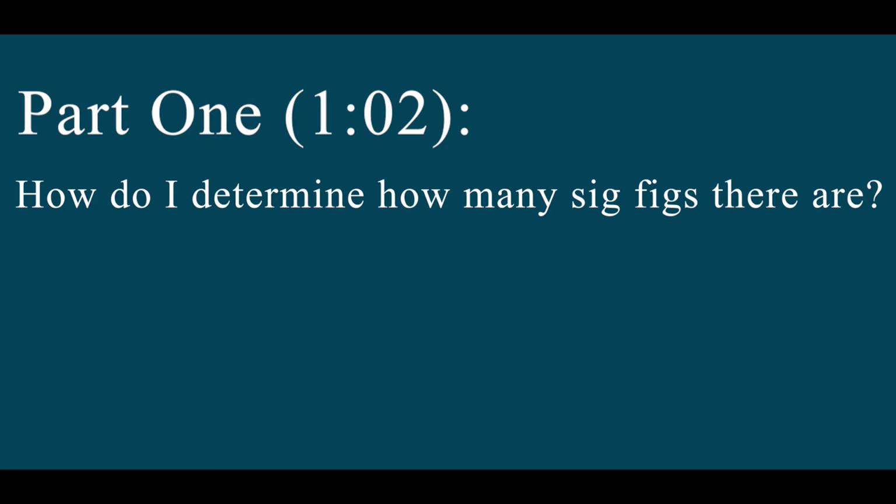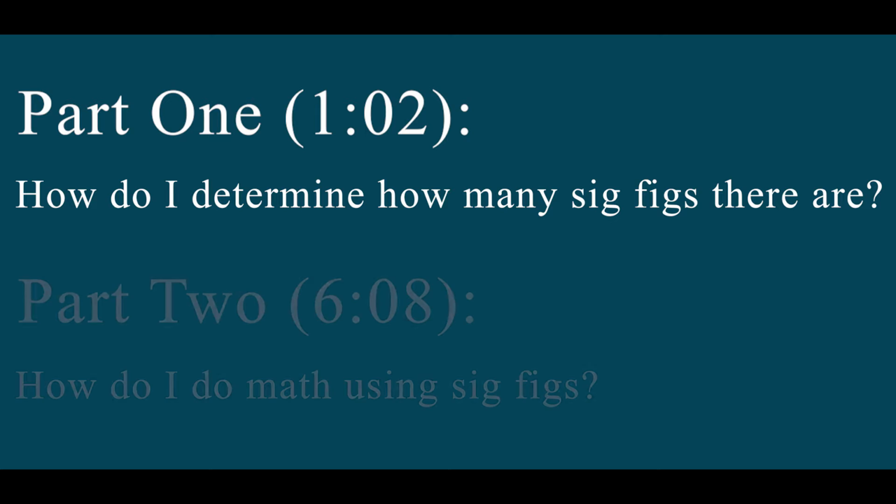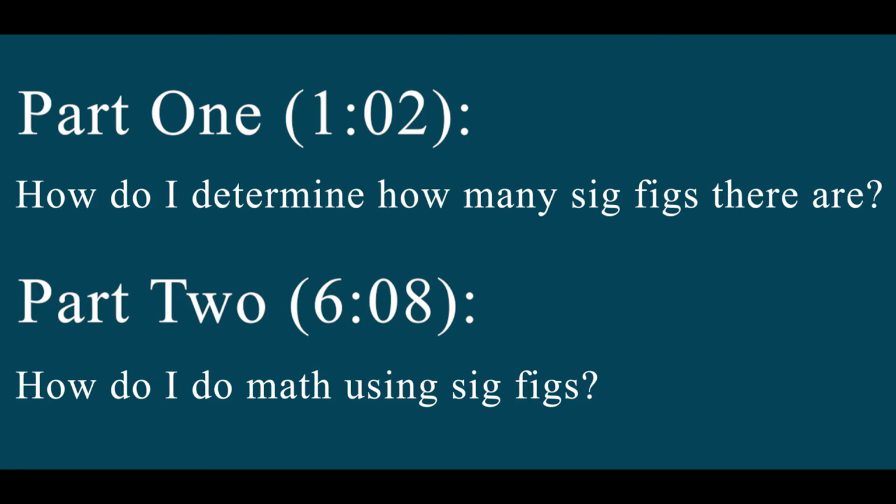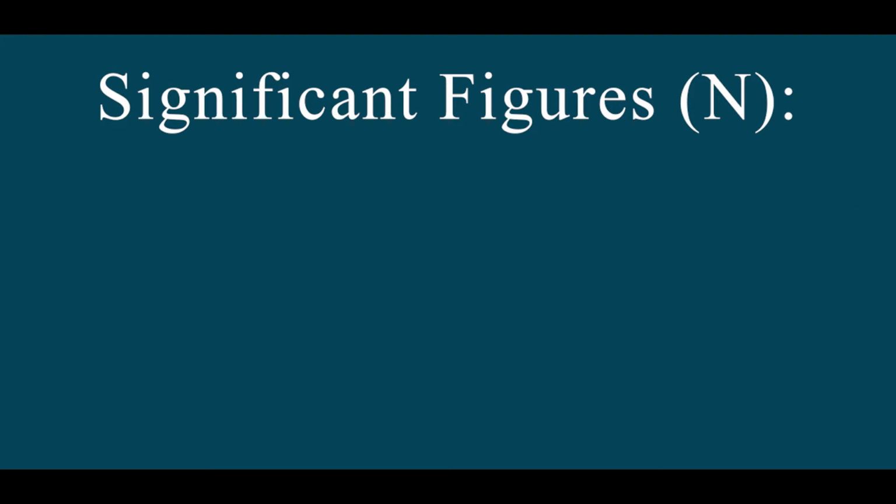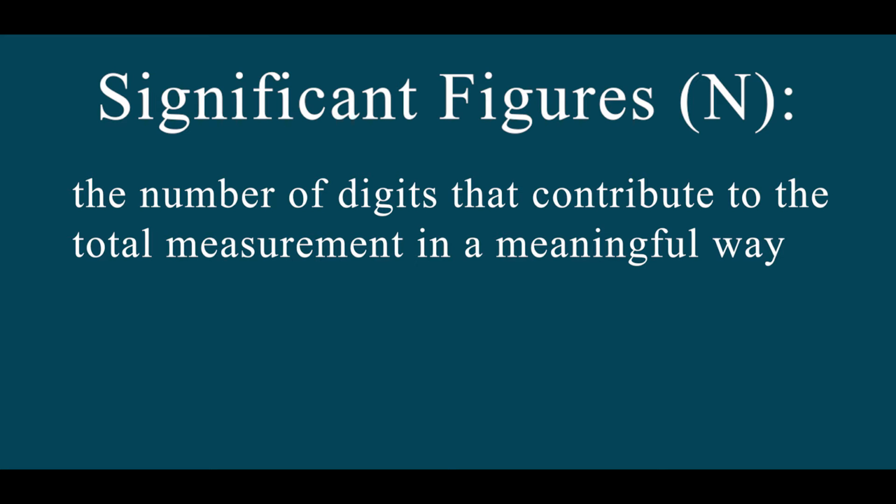Part 1 of this video will be about how to determine how many significant figures a number has. Part 2 will be all about how to keep sig figs in mind whilst using mathematical functions. Significant figures are used primarily in chemistry to indicate how accurate a measurement is. In other words, sig figs are the number of digits that contribute to your answer.